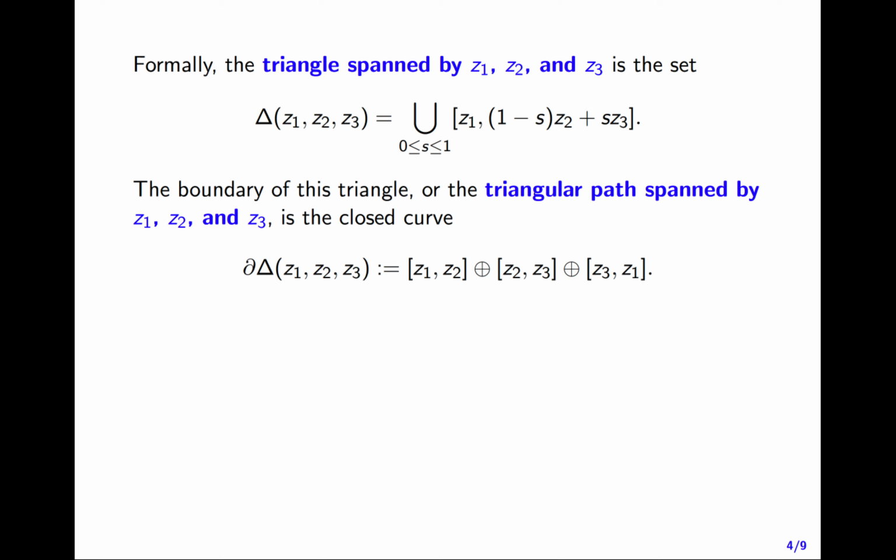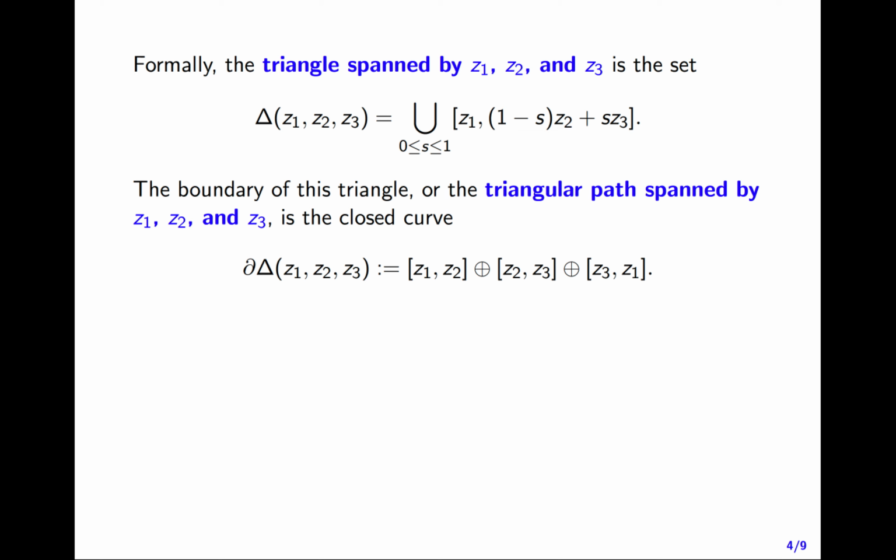And now let's look at the boundary of this triangle. That'll be the black path on the previous slide. This I'll call the triangular path spanned by Z1, Z2, and Z3, and it will be the closed curve that I'll denote as partial delta Z1, Z2, Z3, if we're thinking in terms of the LaTeX symbols. What is this triangular path? It's the line segment from Z1 to Z2, composed with the line segment from Z2 to Z3, composed with the line segment from Z3 to Z1.